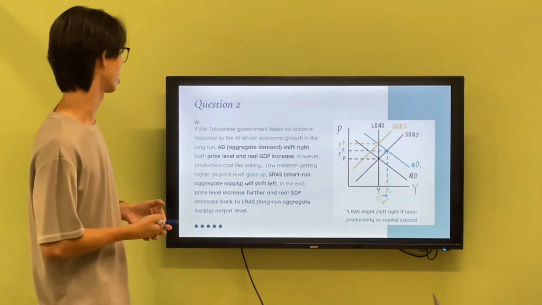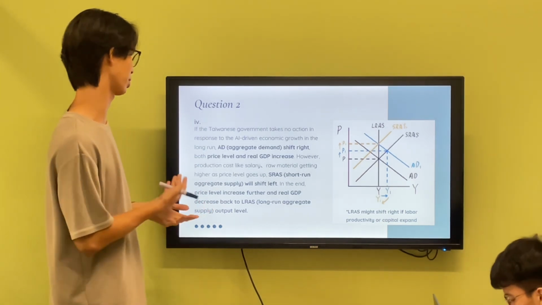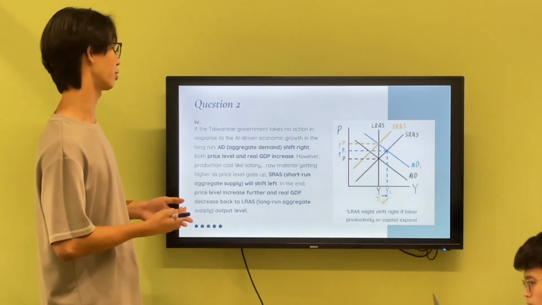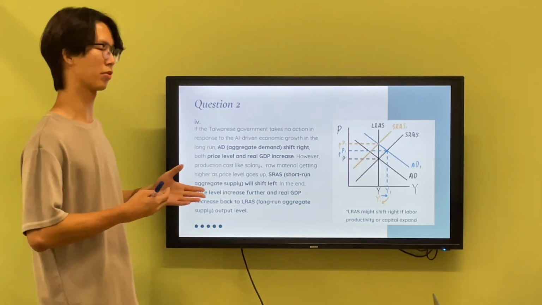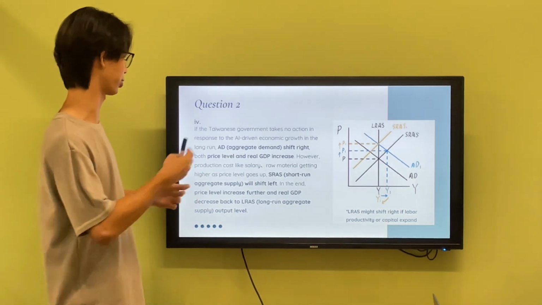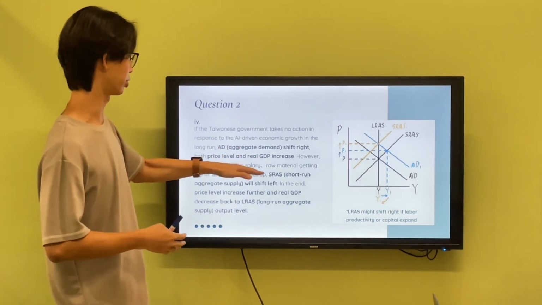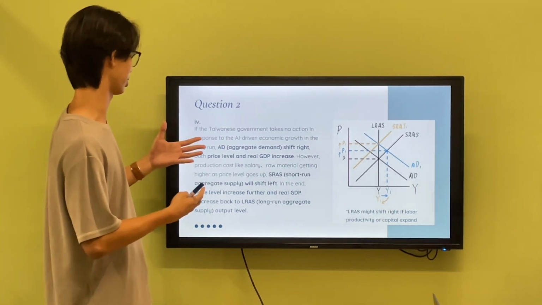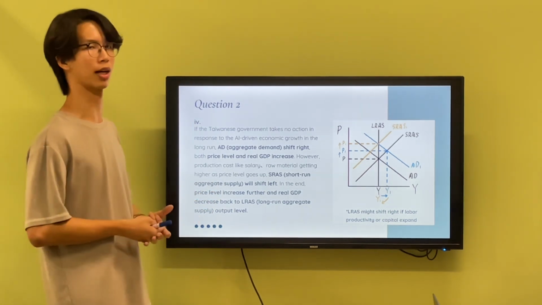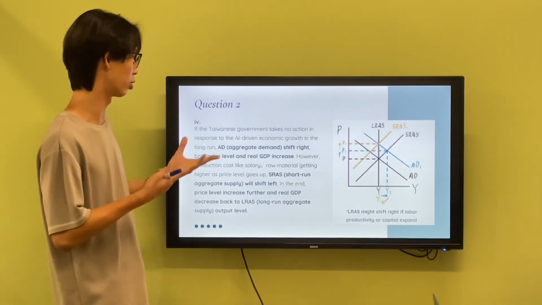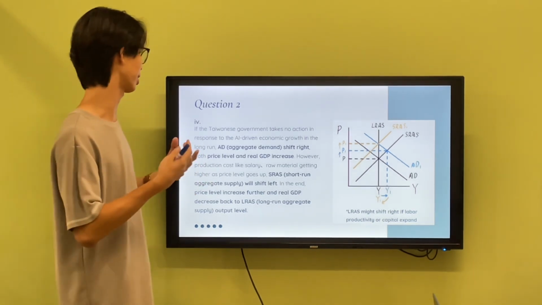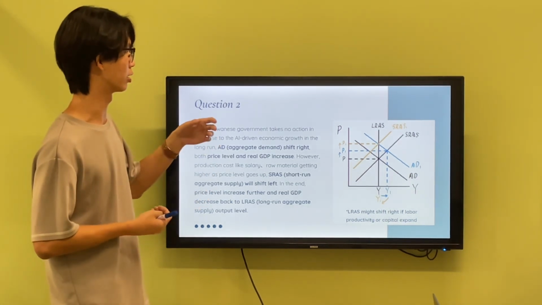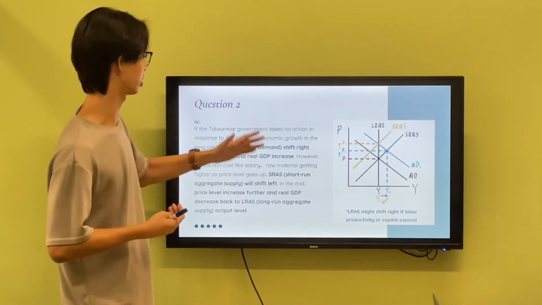And the fourth part: if the Taiwanese government takes no action in response to the AI-driven economic growth in the long run, we know there's economic growth, so the aggregate demand will shift right, and the price and real GDP will also increase. However, if the price level increases, the production costs in the long run, like salaries or raw materials, are getting higher. So the short run aggregate supply will also decrease.